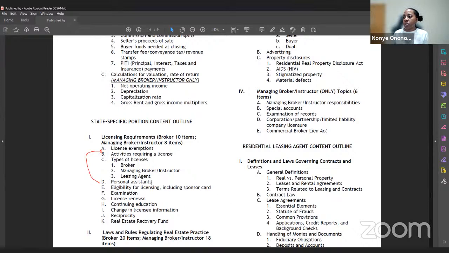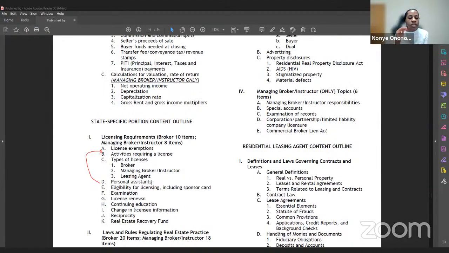Awesome. So speaking of going back to this list, eligibility for license, including the sponsor card. Remember when we're talking about the licenses, you have to have completed the course before you can take the exam. Now, remember the age limit for each license.